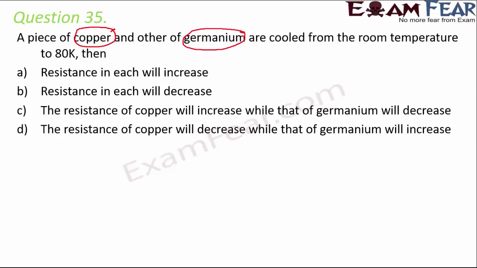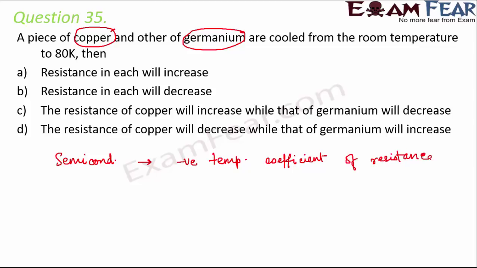Now, in case of semiconductors, we know that they have a negative temperature coefficient of resistance. That means their resistance decreases with increase in temperature. Whereas conductors have a positive temperature coefficient of resistance. That means their resistance increases with increase in temperature.